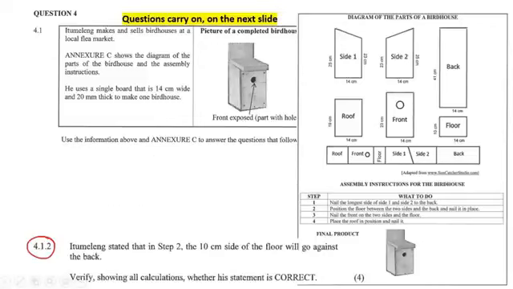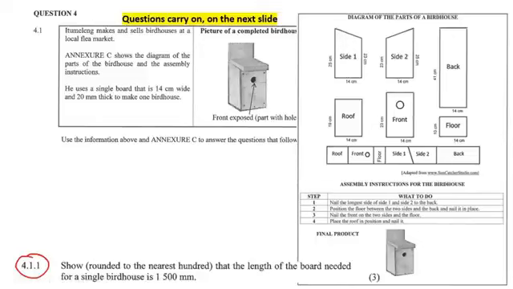Okay, so let's quickly go back. So there's going to be all of those questions, okay? So let's start. It says that Itumeleng makes and sells birdhouses at a local flea market. Annexure C, which is this one over here, shows the diagram of the parts and the assembly instructions. He uses a single board that is 14 centimeters wide and 20 millimeters thick to make one birdhouse. Use the information above and Annexure C to answer the questions that follow.